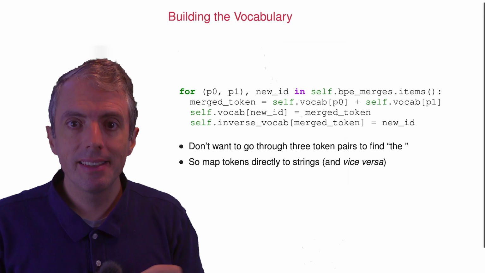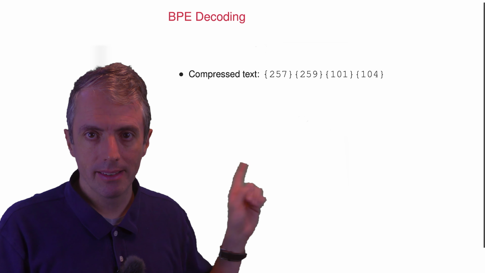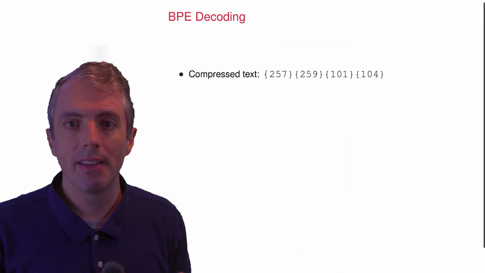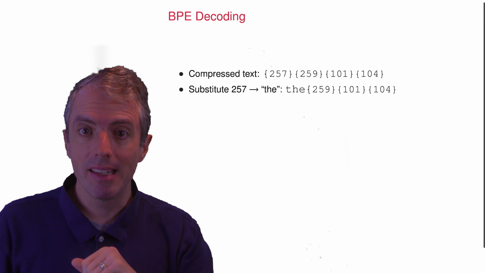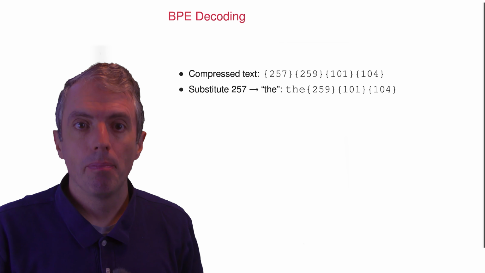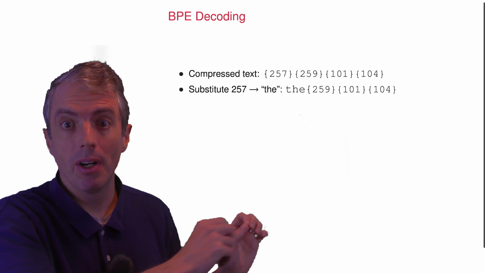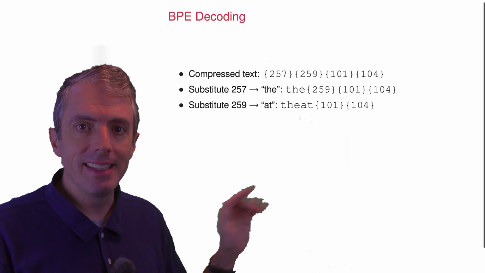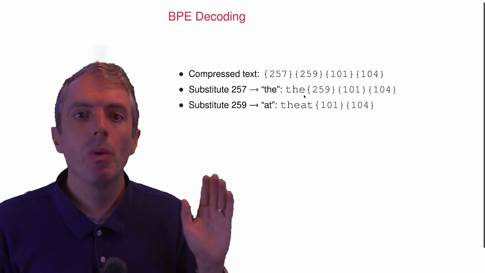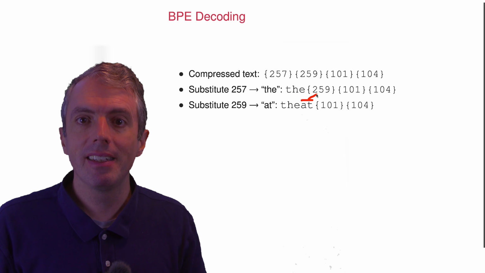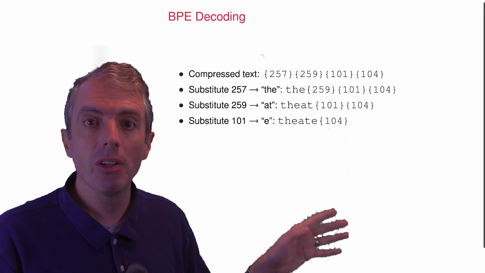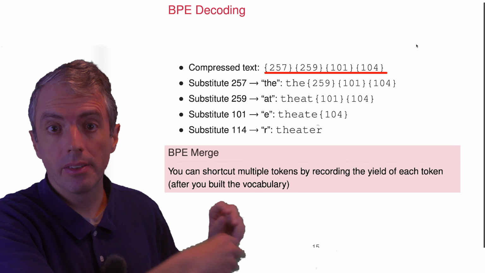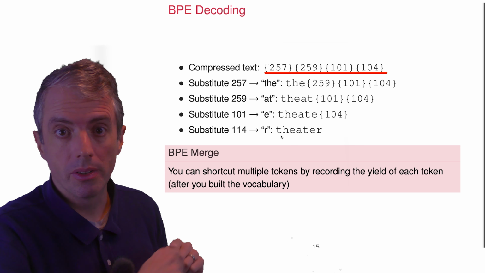Speaking of decoding, let's say that we get a token sequence that looks like this. From the merge data structure, we can directly take the token 257 to "the", bypassing the intermediate tokens that were a part of it. We can then move on to the next token in the list, 259, and expand that to AT. Now that becomes a lot simpler. We don't have any previous merge tokens that we need to take care of. So token 101 becomes E and token 104 becomes R. So decoding is just the reverse of this process, going from a sequence of tokens into a string that you could read on your computer.